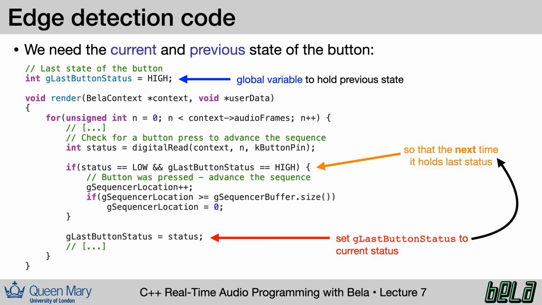Notice that inside the central if statement, we're incrementing gsequencer location. This is our read pointer, and we check whether it reaches the end of the buffer. Gsequencer buffer is a C++ vector, so we can call this method called size to tell us how long it is. If we've reached the end, then we have to set the location back to 0. Let's see this in practice now.